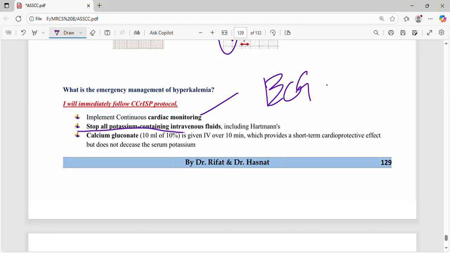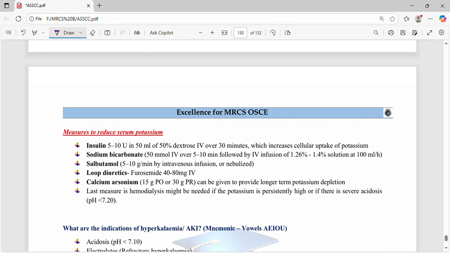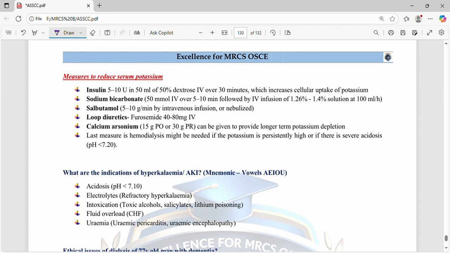Stop all potassium-containing intravenous fluids, including Hartmann's. Give calcium gluconate to stabilize the heart membrane, 10 ml of 10% given over 10 minutes, which provides short-term cardioprotection but does not decrease the serum potassium. It just stabilizes the membrane. Next, measures to reduce serum potassium.